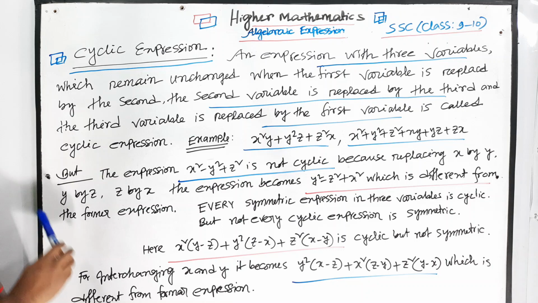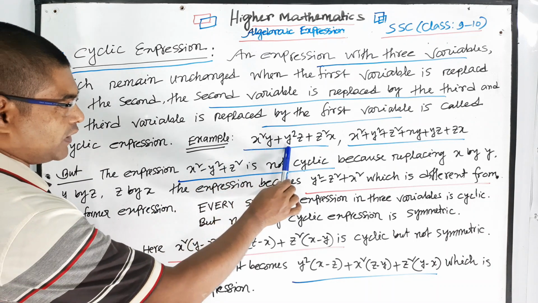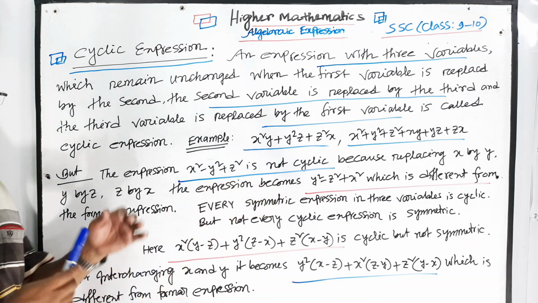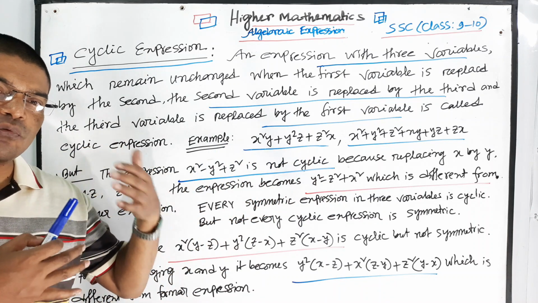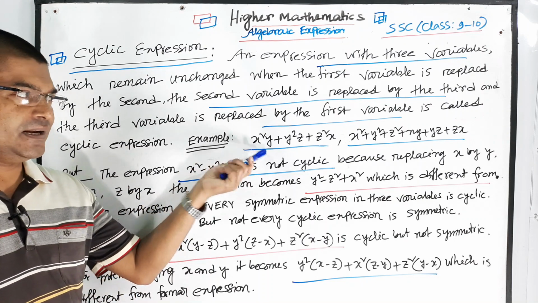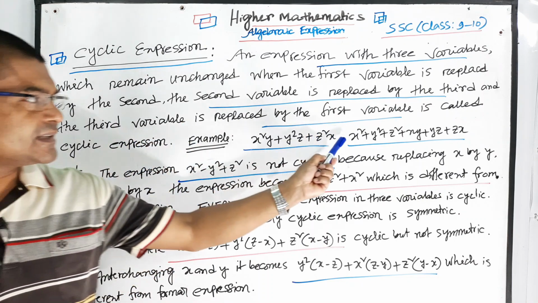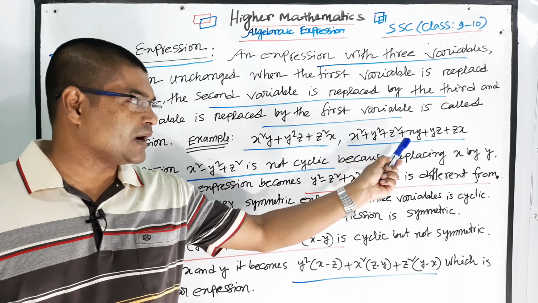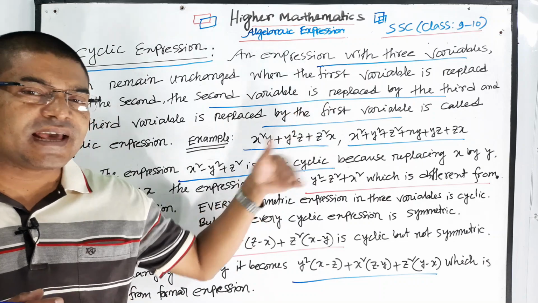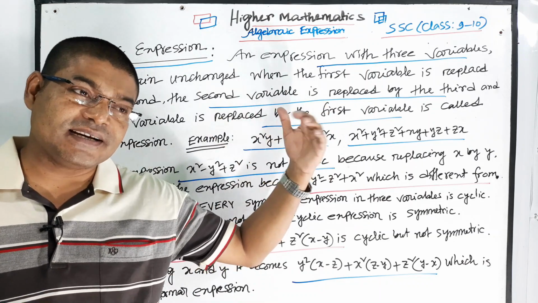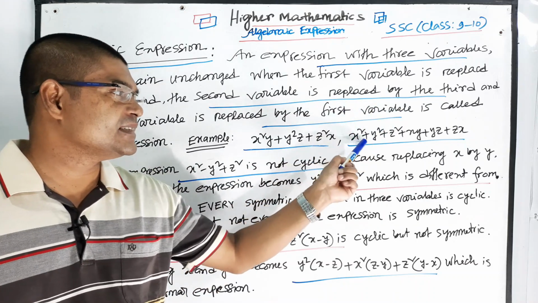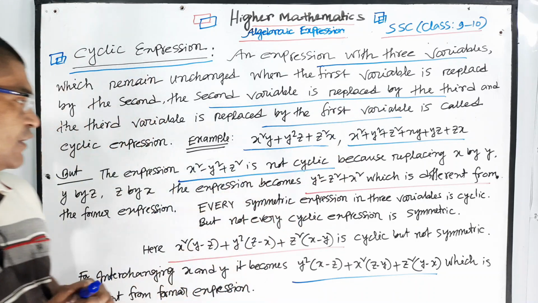So here is an example: x square y, y square z, z square x. This is a cyclic expression. If we replace x by y, y by z, z by x, we will get this again. And x square plus y square plus z square, xy plus yz plus zx. If we replace x by y, y by z, z by x, we will get this again. So these are the cyclic expressions.